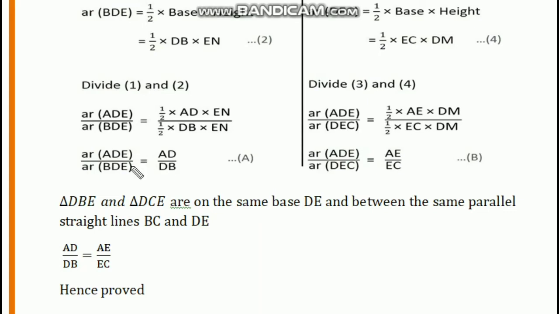So see this, the areas are the same. At the same time, the ratio of their sides are the same. AD by DB equals AE by EC. Actually, this only we need to prove. Hence proved. Okay, students, if a line is drawn parallel to one side, then the line divides the other two sides in the same ratio.